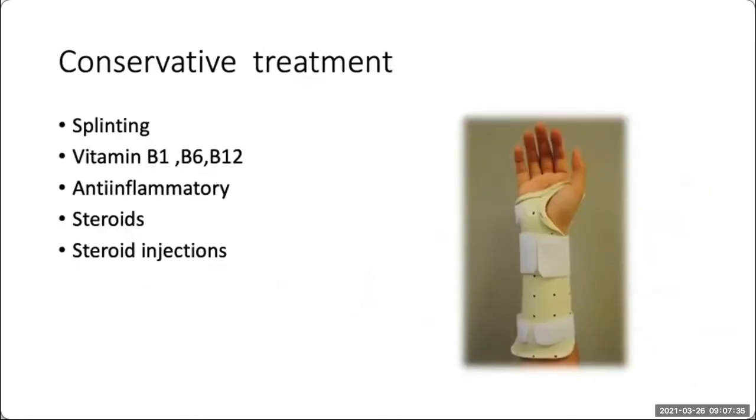Conservative treatment includes splinting using the carpal tunnel splint. It should be worn for 23 hours in a day. It may be difficult initially, but once the patient gets used to it, they should be able to maintain it for 23 hours in a day.